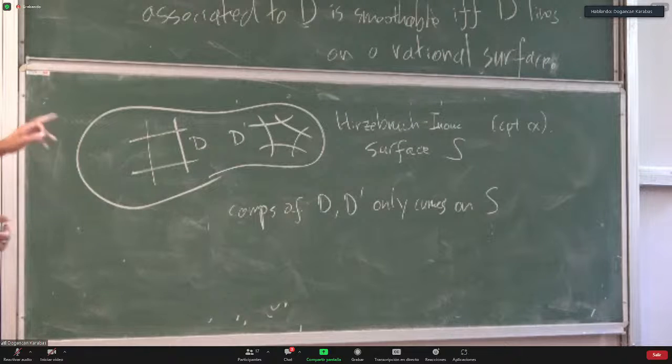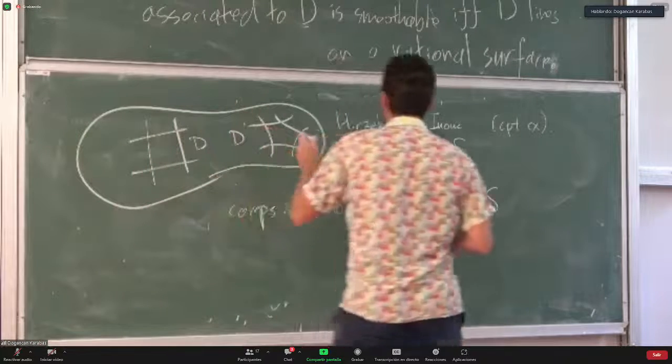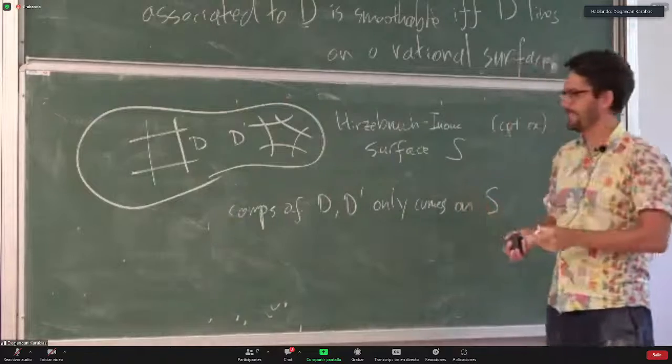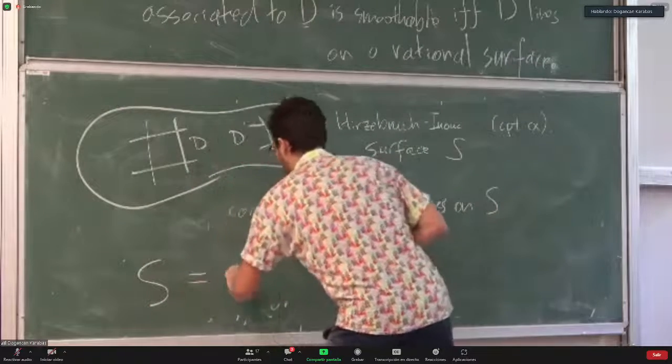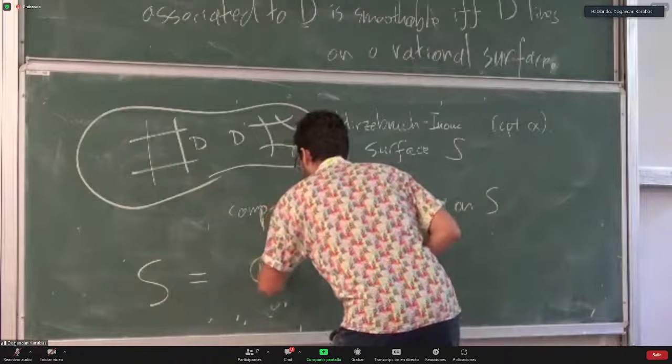Yeah, how does the continued fraction come up? Yeah, so it comes from the construction of this surface, actually. So the point is that you take S. So S is essentially, you take C star.